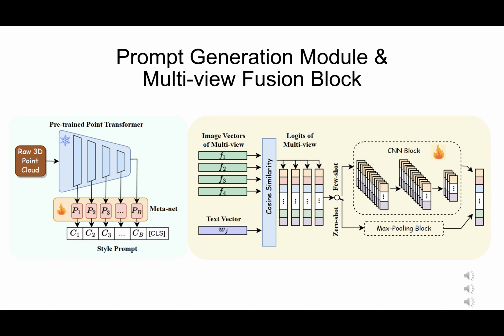After we get the outcome of the CLIP encoder for both the visual branch and the textual branch, the features of these two branches will go through this multi-view fusion block. In this block, we calculate the cosine similarities between the image vectors of multiple views and the text vector. After we get the cosine similarity, we can do the classification.